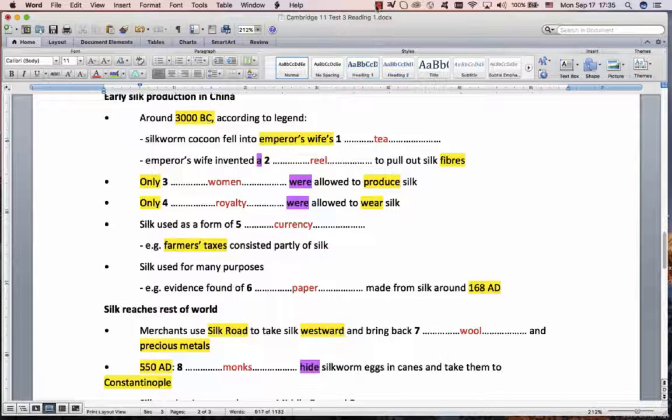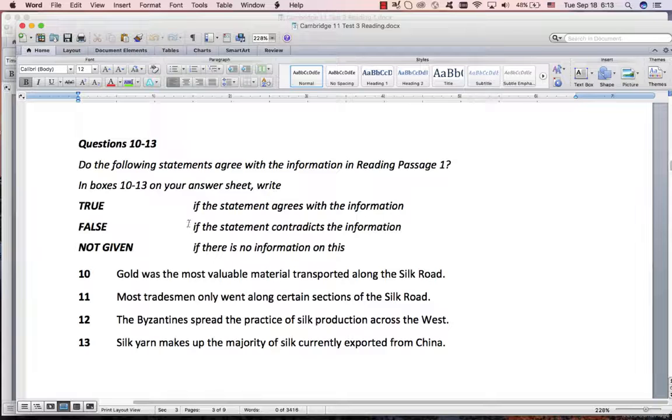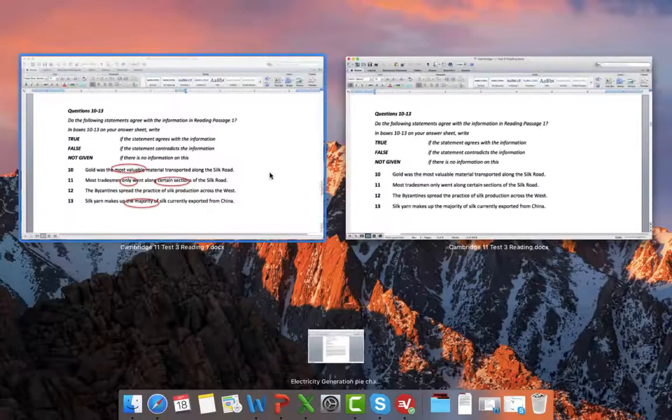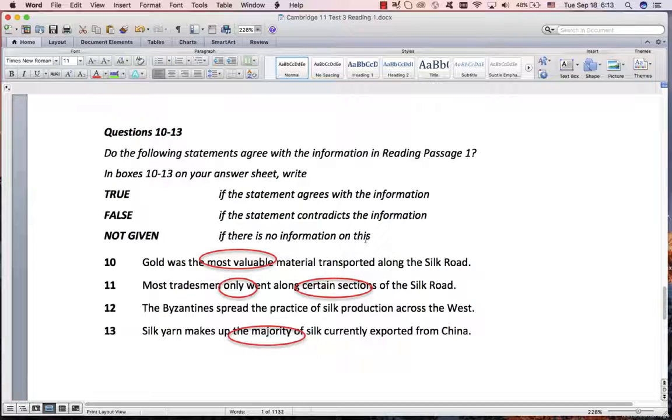Right, true, false, not given. Next. Alright, let's look at these true, false, not given. Let's start with our circles. So pause the video and make a circle around the words that you think that IELTS is targeting. You know what I mean by now. So pause the video now. Right, so that's the words I think they're targeting.